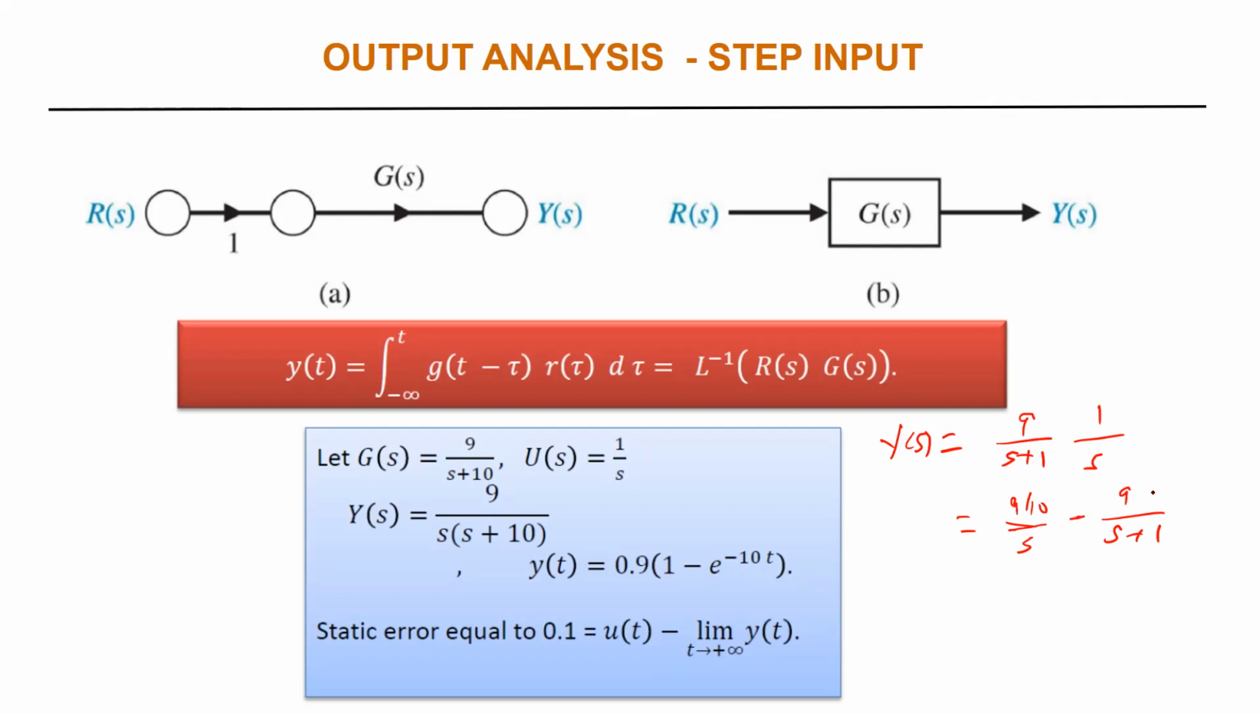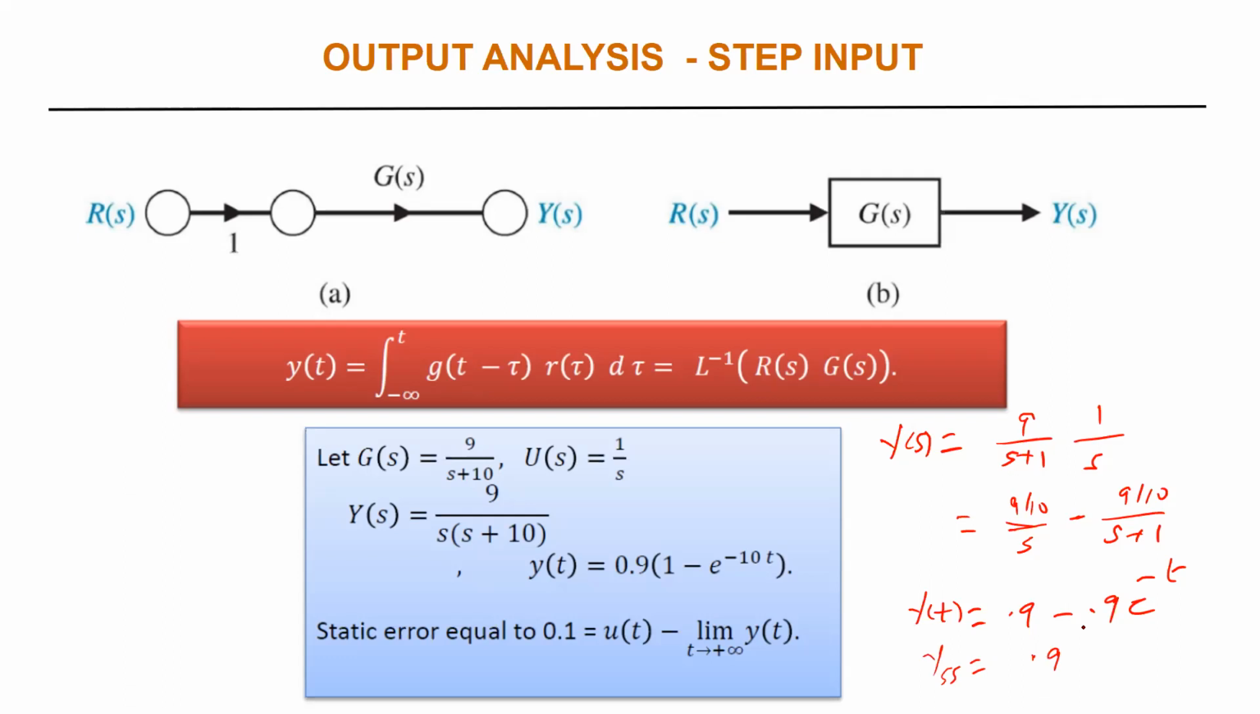So if I want to go to the time domain, y of t is equal to 0.9 minus 0.9 e to the power minus 10t. What will be y at steady state? Take t to infinity. It is equal to 0.9, isn't it?